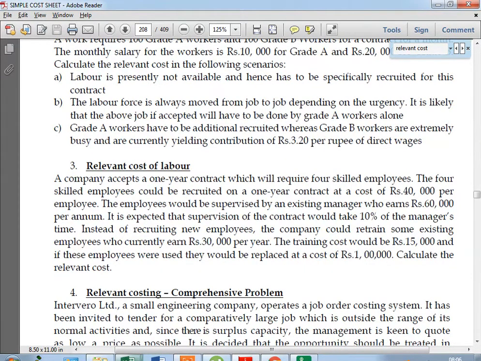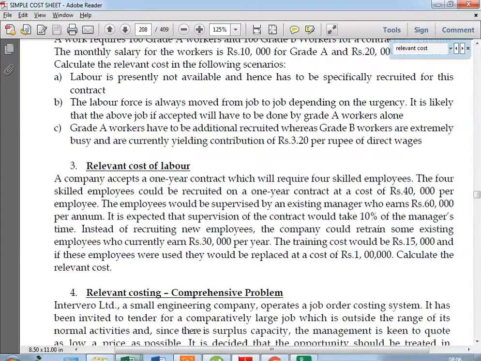Any doubts on this? Instead of recruiting, if you retrain people, according to you, what is the relevant cost? Think about it and let me know. Whatever makes sense to you, discuss. It's okay to make a mistake. If you have made a mistake on 166, you'll understand the concept of it. So participate. It's okay to make mistakes here.